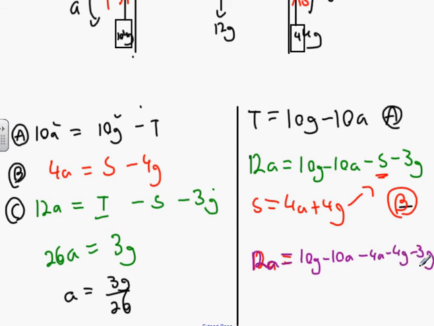Have a look here now. You're going to get minus 10a. That's going to be minus 14a, isn't it? Bring it over to the other side. 26a equals 10g minus 4g minus 3g, which gets you 3g. a equals 3g over 26. So you can do it substituting in the two letters you want to get rid of. Okay. What was the other question we were asked then?